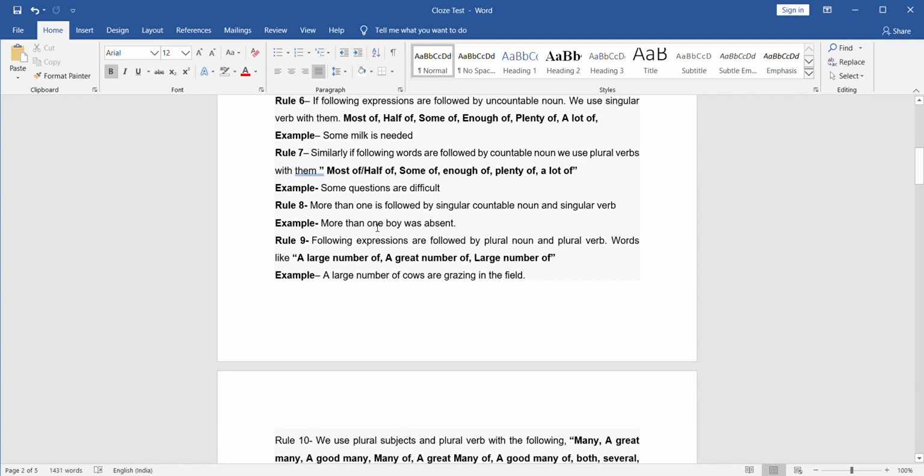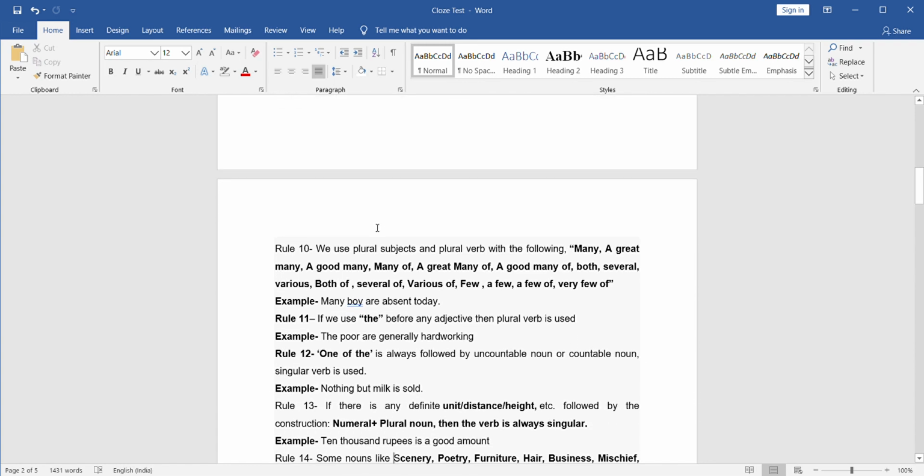If you are coming to a large number of, a great number of, these are the things that we are considering, like a large number of cows. Yes, a large number of cows. But most of the people are getting confused. We are coming to a large number of, a great number of. This is something where we are talking about a very large number, so it is a plural number.